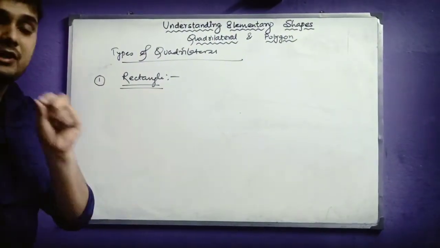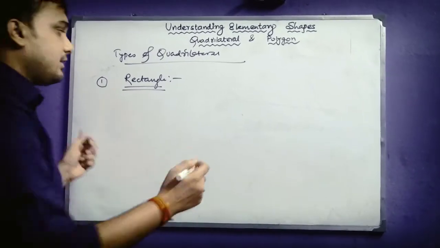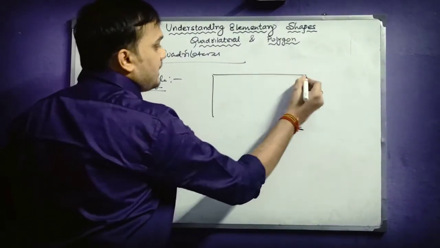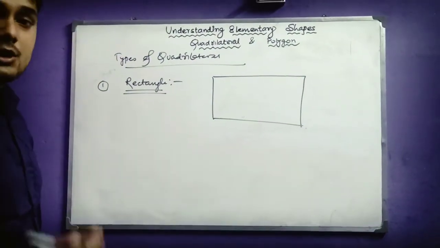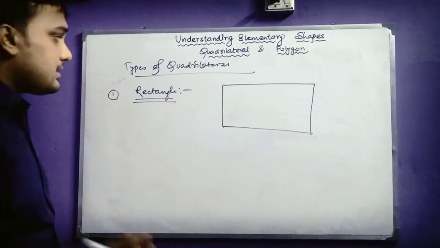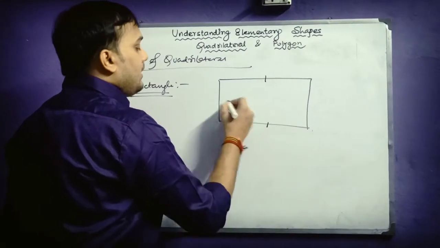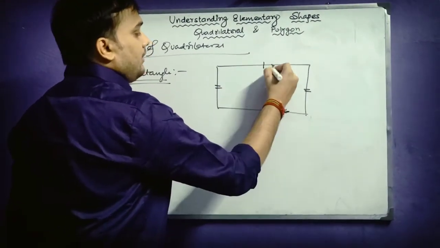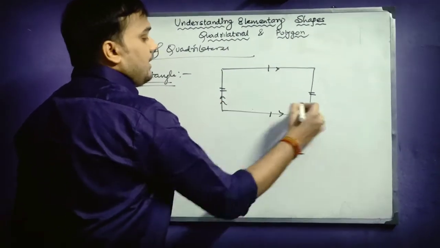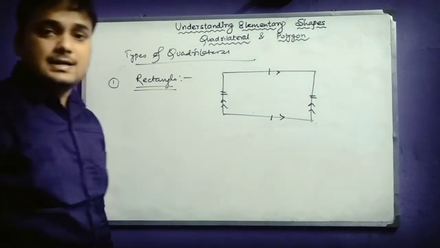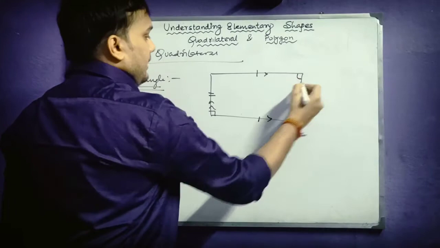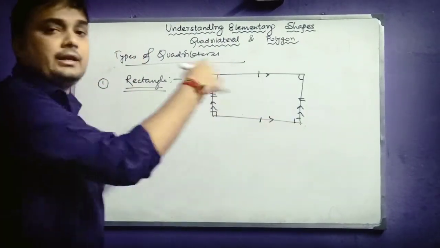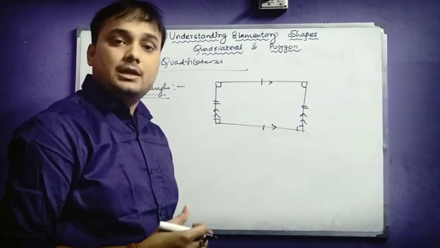You need to know the different properties of a rectangle. For that, let us consider this is a rectangle. So the first property is opposite sides are equal and parallel. Second property is all angles are 90 degrees. All the interior angles of this rectangle are 90 degrees.